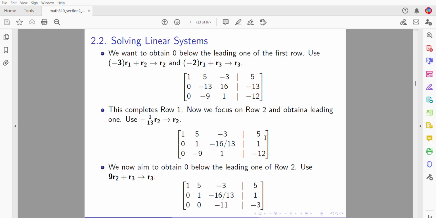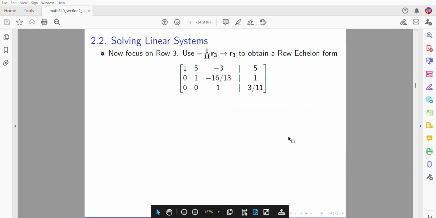All right. So now you have 0 under 1. Now all you need is 1 at the spot of 11. Dividing row 3 by negative 11. So that's your row echelon form. Notice zeros under 1.